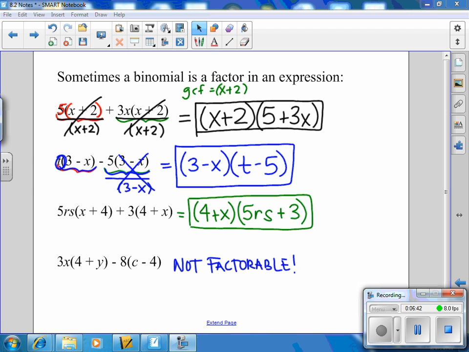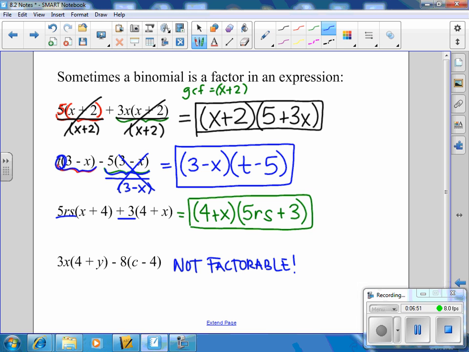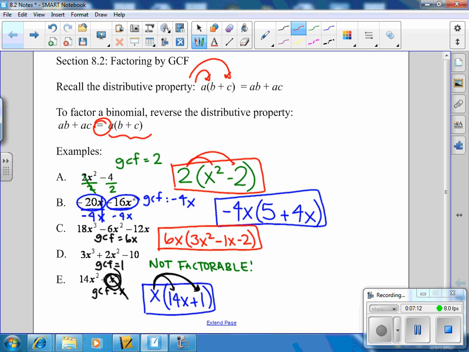Alright, so the first one that you should have done on your own, you should have taken out 4 plus x, and then what's left is the 5 from this term, and then the 3 from that term. And then the last one is not factorable. They don't have anything in common. Remember, these are your two terms. So this one has a 3 and an x. The next one doesn't. This one has a 4 plus y, and the other one has a c minus 4. There's nothing in common, so there's nothing we can take out, just like this problem right here.